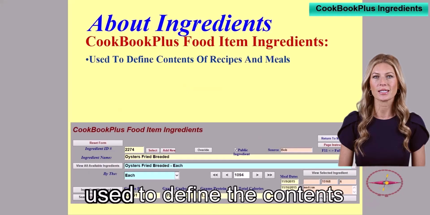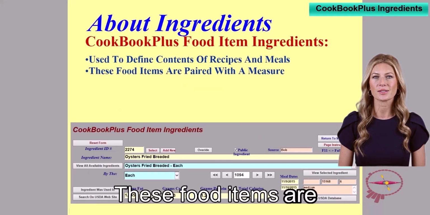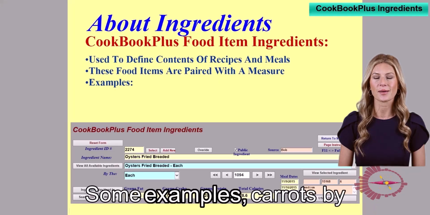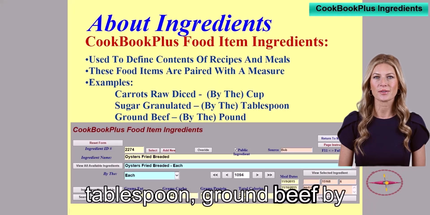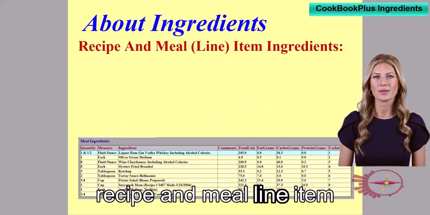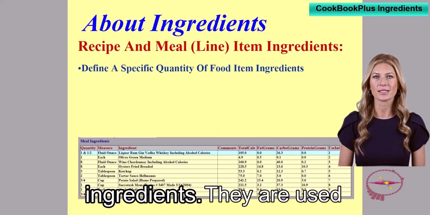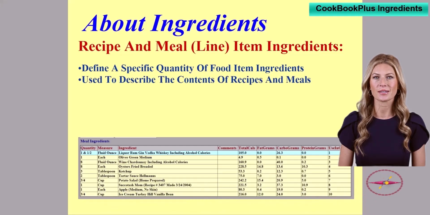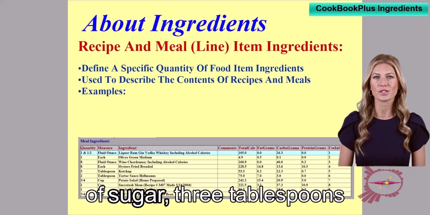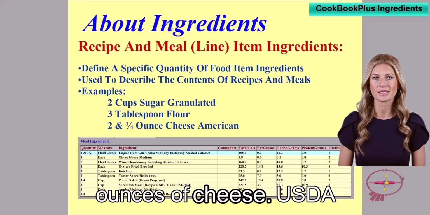CookBookPlus food item ingredients are used to define the contents of recipes and meals. These food items are paired with a measure. Some examples: carrots by the cup, sugar by the tablespoon, ground beef by the pound. Recipe and meal line item ingredients define a specific quantity of food item ingredients. They are used to describe the contents of recipes and meals. Some examples: 2 cups of sugar, 3 tablespoons of flour, 2 1/4 ounces of cheese.